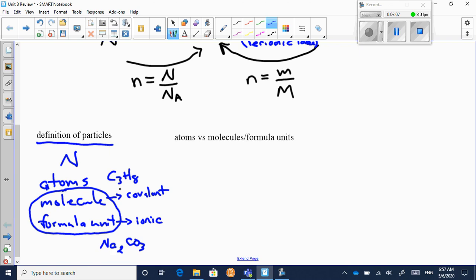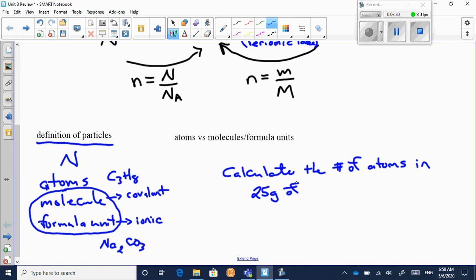A kind of multi-step problem might be to do this. I'll just give you this one as an example. Calculate, I think this one was on the quiz actually, the number of atoms in 25 grams of C3H6O3. Okay, so that would be a 6-mark question.